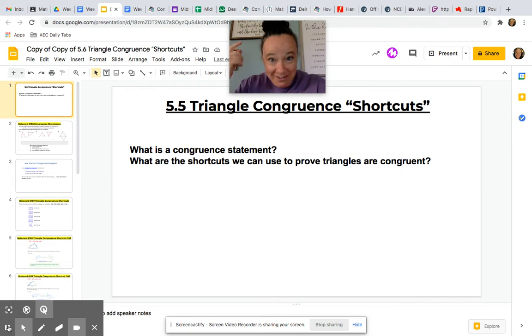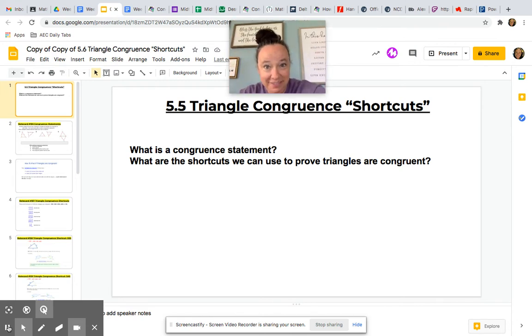I hit pause and I went and tried to do something with my hair. I don't know, maybe a little better. It's a hot mess. Okay, so here we go.